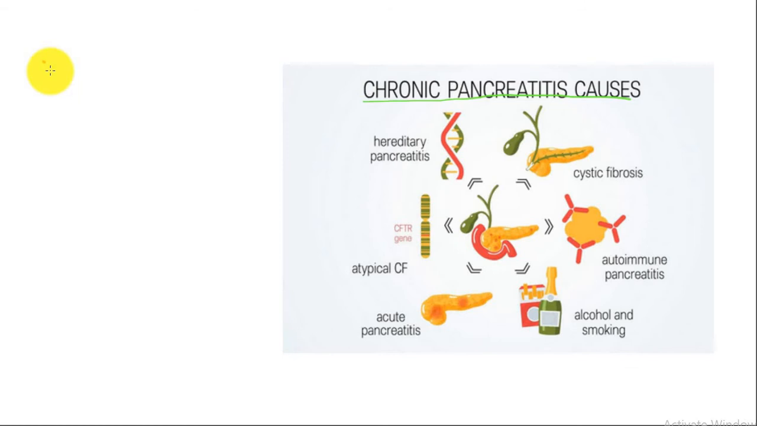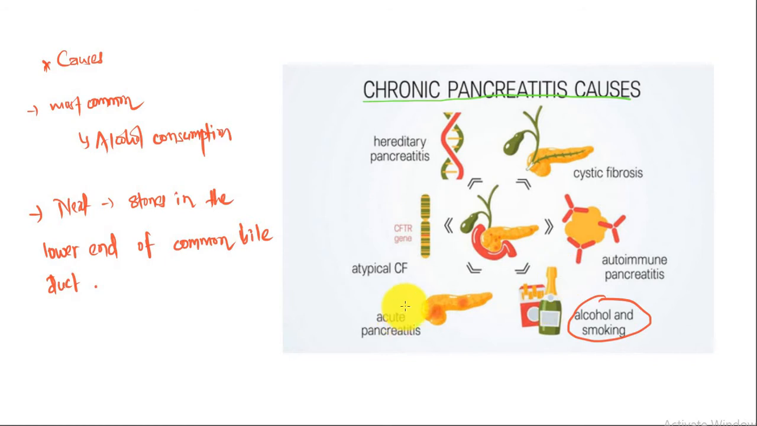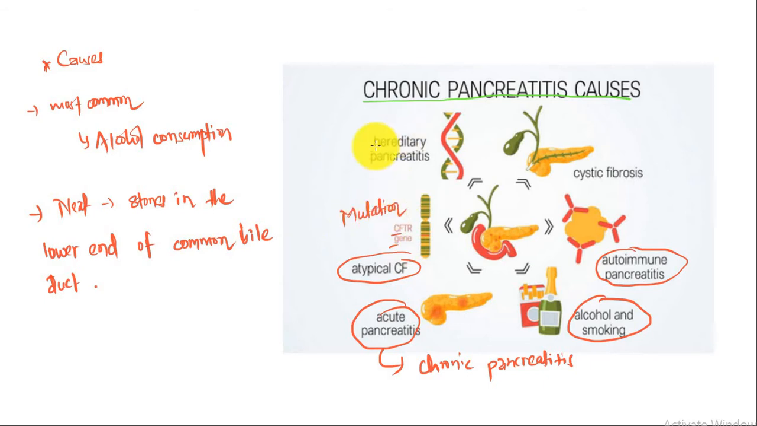So let's talk about the causes of chronic pancreatitis. The most common cause is alcohol consumption. Next to it is stones in the lower part of the common bile duct. Acute pancreatitis can be a sequel to chronic pancreatitis.